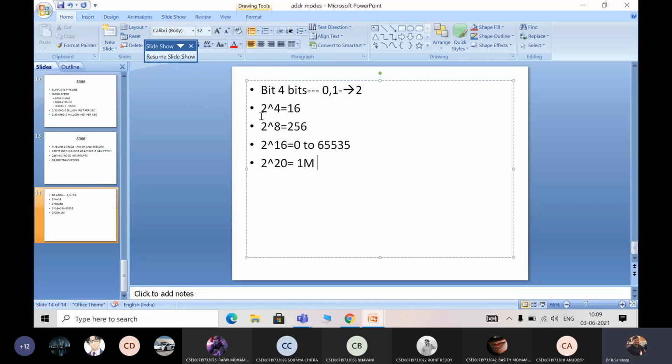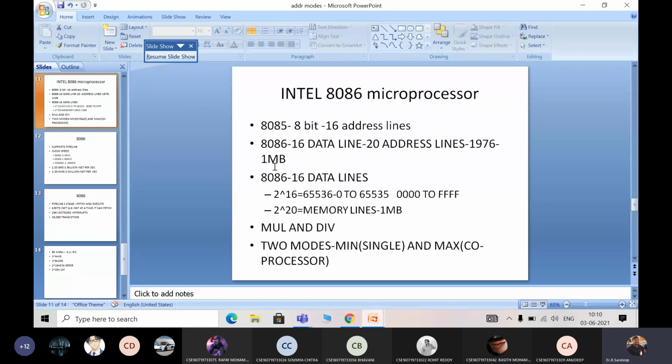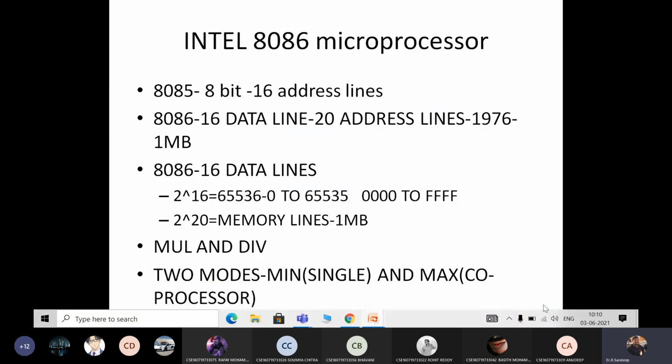Okay, so why are we taking 2? Because the information is represented in the form of binary. That's the reason we are taking 2 power. So here also, the same thing. 1 MB of the memory it can address. Maximum 1 MB of the memory lines it can address.